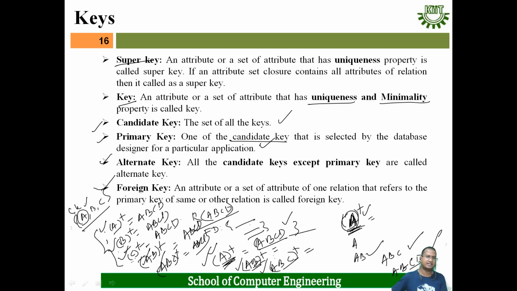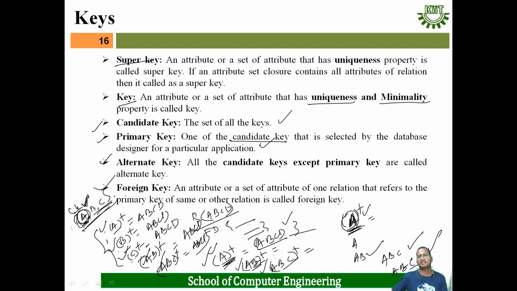In this case, the candidate key set contains 3 keys: A, B, C. Suppose A is selected by the database designer for a particular application to become the primary key. Then B and C are known as the alternate keys. Okay, then what is a foreign key?